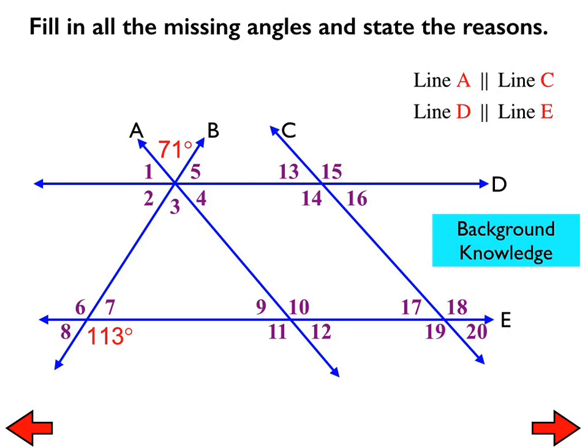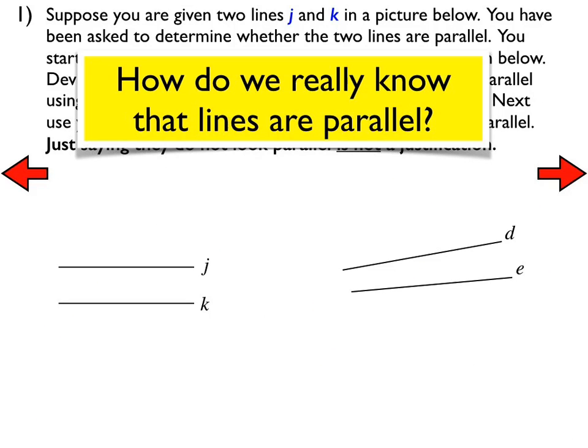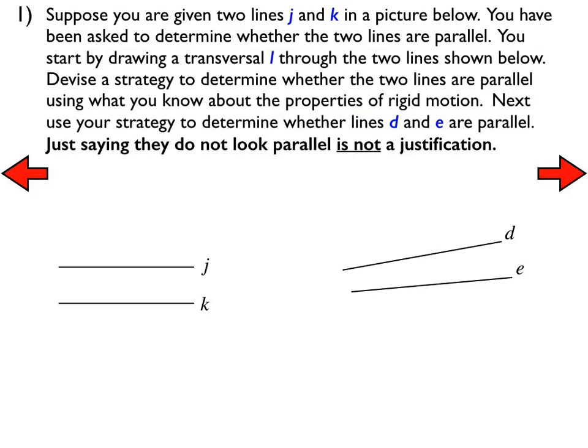And then we went through a couple of pictures like this where we had a ton of angles that we had to fill in, and we utilized all of those things that we just talked about, and we only needed 2 of them to fill in all the rest of them. And so that leads us to today. How do we really know that lines are parallel? Well, in your notes you have parallel lines J and K cut by a transversal, and then you have lines D and E cut by a transversal. And in number 1 it says this.